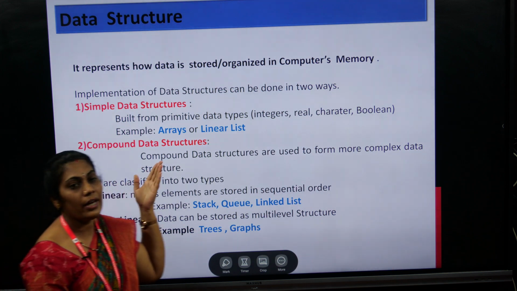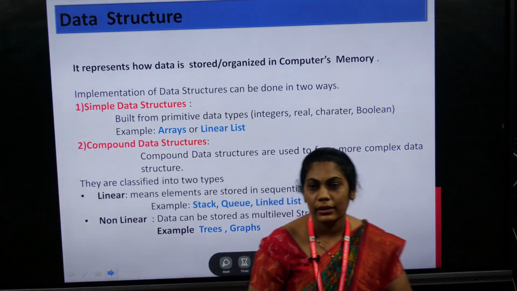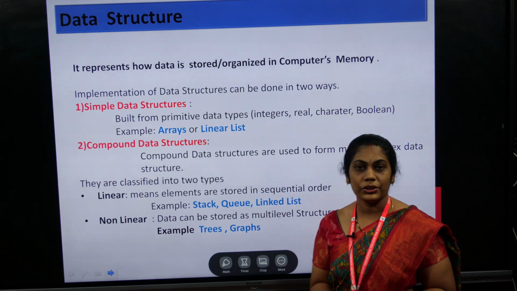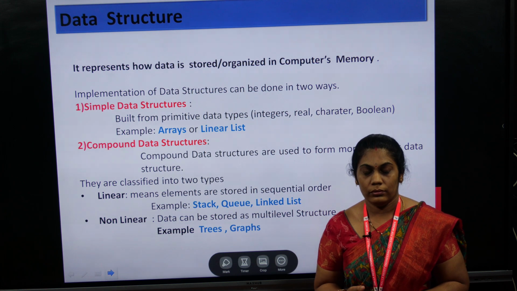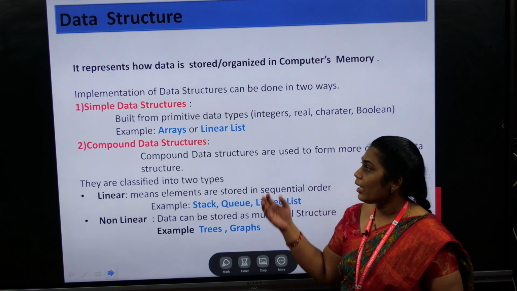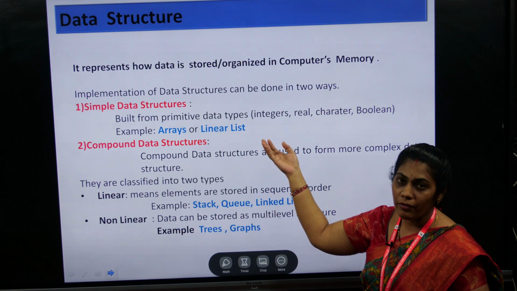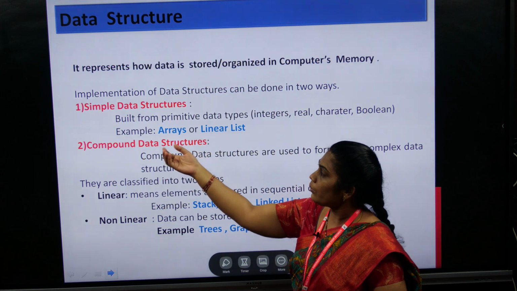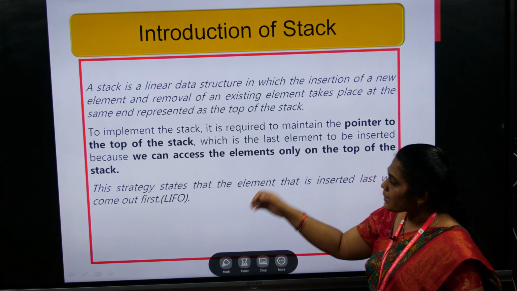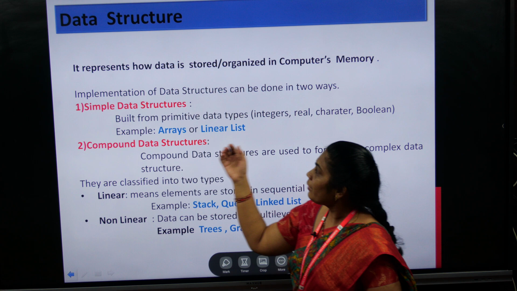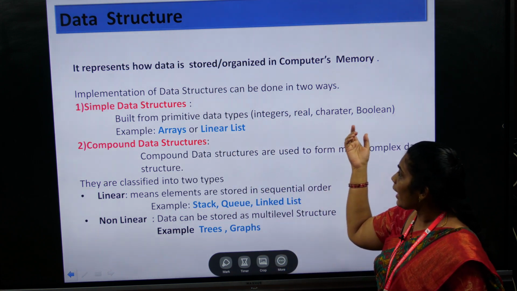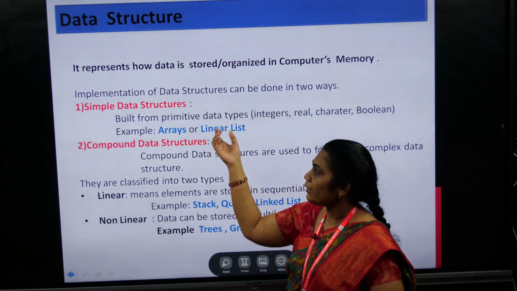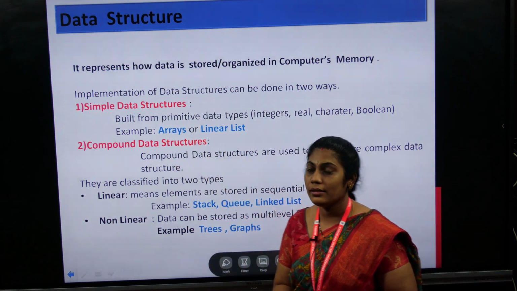Implementation of data structures can be done in two ways: simple data structures and compound data structures. Simple data structures means we give variables the type of values they hold, and that type we define through data types. They are built from primitive data types, that means integers, real, character, boolean. With these primitive data types we construct the simple data structures.